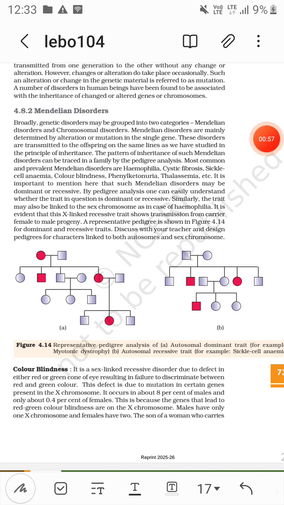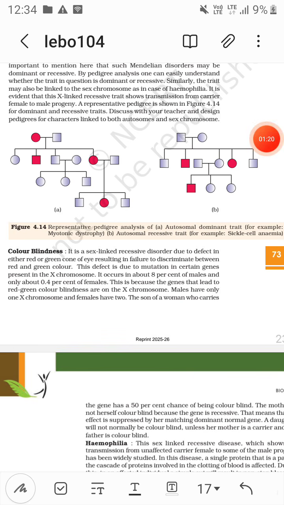Similarly, the trait may also be linked to the sex chromosome, as in the case of hemophilia. It is even known that this X-linked recessive trait shows transmission from carrier female to male progeny. Carrier females are not affected, but they possess the genes that can carry the disease to the next generation, to male progeny. Now, representative pedigree analysis.